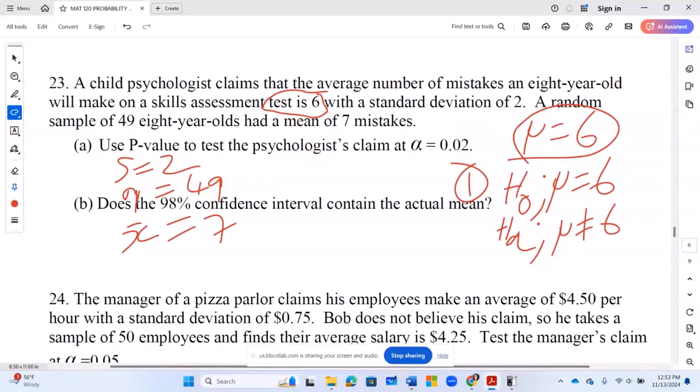And let's see what else. Use p-value. The first question says use p-value, so we have to use p-value to do the test. And also, does the 98% confidence interval support the claim? That's a good question. So we are going to do two kinds of tests. We will use p-value to test the claim. We will also use confidence interval to test the claim.